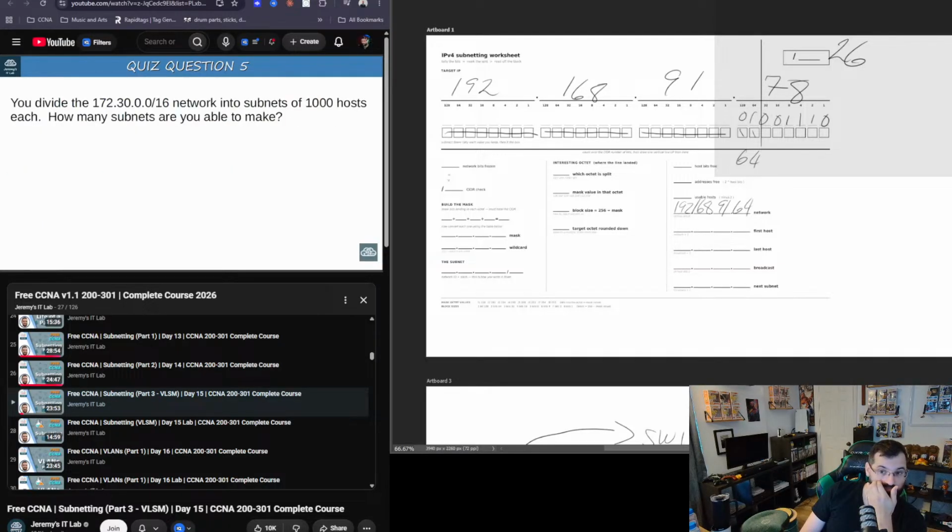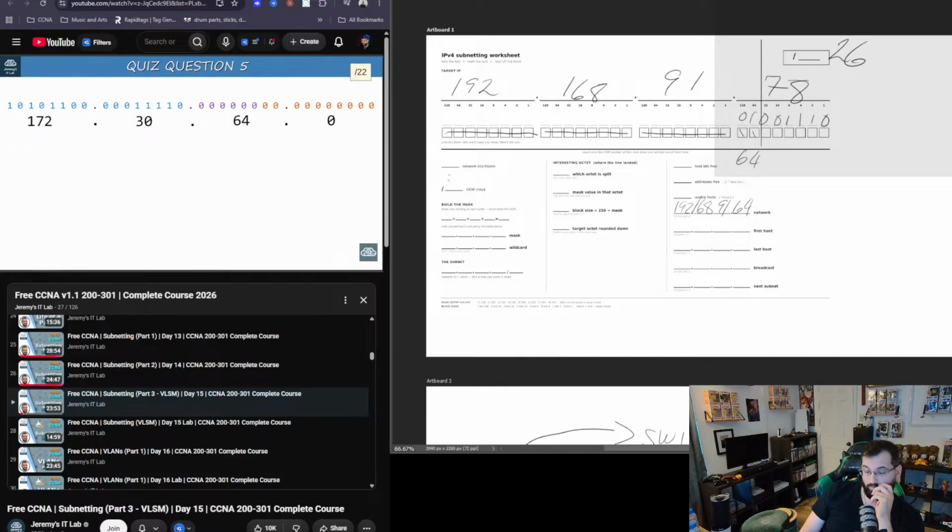Finally, question 5. You divide the 172.30.0.0/16 network into subnets of 1,000 hosts each. How many subnets are you able to make? Well, to know how many subnets we are able to make, we have to know how many bits we can borrow. But to know how many bits we can borrow, we need to find how many host bits we need for 1,000 hosts. We will need 10 host bits for 1,000 hosts, because 2 to the power of 10 minus 2 allows for 1,022 hosts. That will leave us with 6 borrowed bits. Wow, 6 borrowed bits means we can make 64 subnets. So that's the answer to question 5.